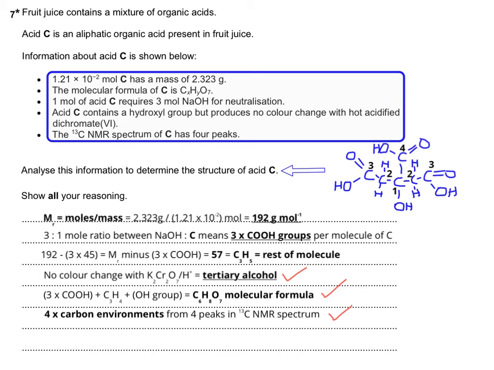So this now meets all the criteria for analysis of the information. We've got a structure that has C6H8O7. We have a structure that has a tertiary alcohol in it. We have a structure that has 4 carbon environments, and we have a structure that has 3 COOH groups. Okay, so hopefully this has helped you think about how you might arrange all the information given here. It's one possible way of doing it. It's not the only way of doing it, but the points made here are the points that would need to be in your answer to get the full 6 marks for level 3, top end.